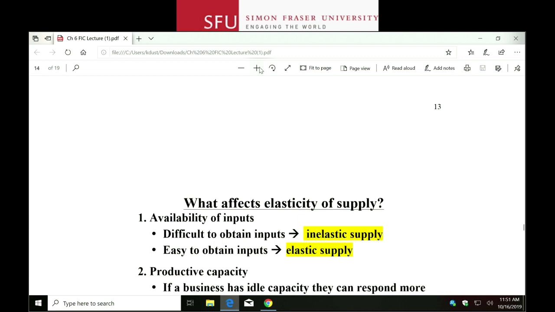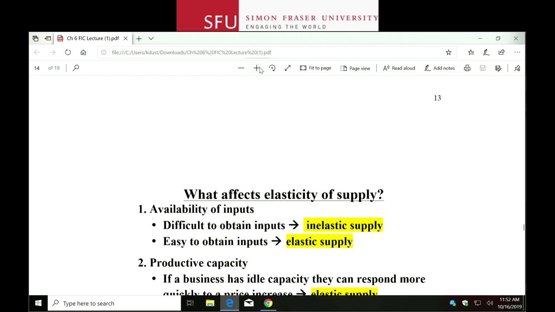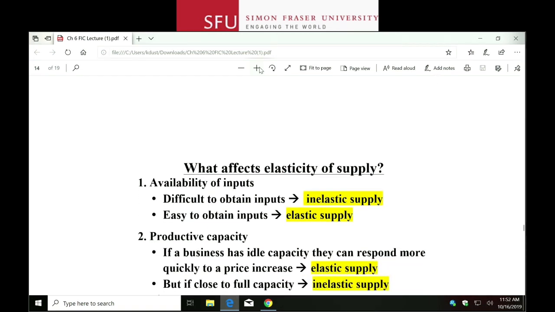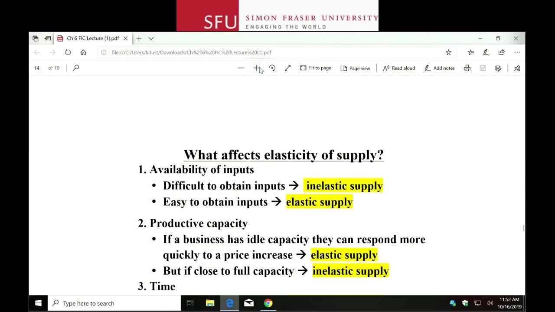And so then what would you have to do? Well, I guess you could make another factory, but again, that is not easy to do, so it'd take time. Okay, so if a business has idle capacity, that means you've got some physical capital there, but you have a time where it's not being used, then you can easily start using it. So you could increase your production more easily and you'd have more elastic supply. Otherwise, if you're close to full capacity, so you're already using all of your physical capital, then you won't be able to increase your production very much.